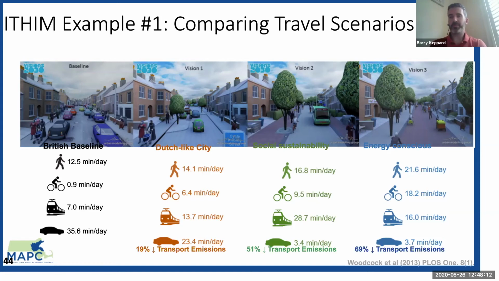I think that's a really great observation. I think it's often been a question that we've had around ITHIM too, understanding the great outputs it can provide in a more holistic way, or at least the various ways the transportation system can contribute to health outcomes.